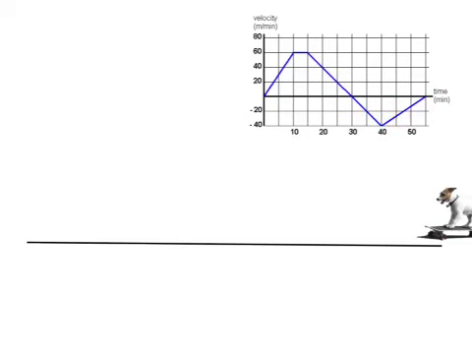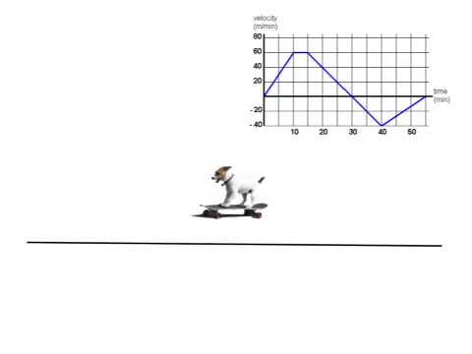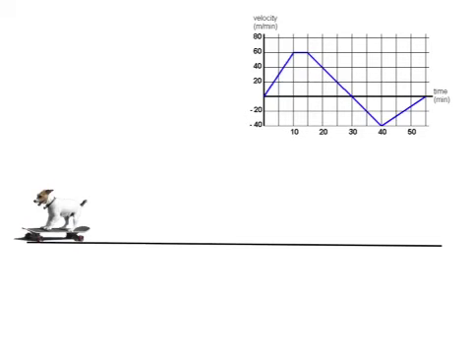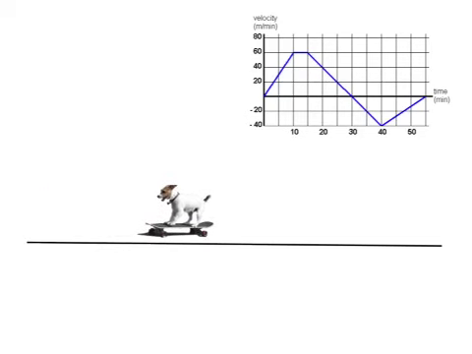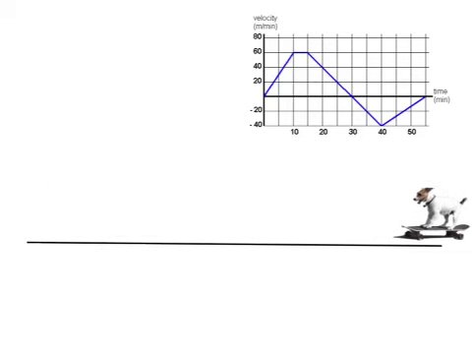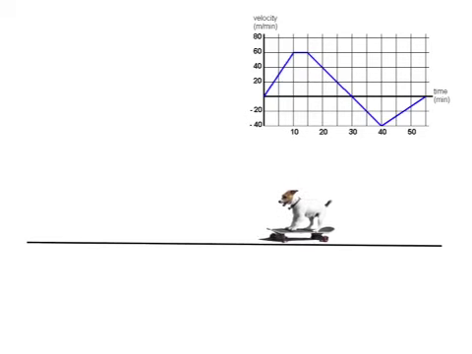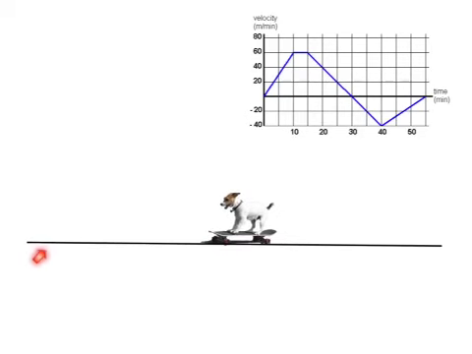the negative direction. Now, if you look at the areas of this, clearly this area here is going to be greater than this area here. So our dog doesn't go back to the origin, doesn't go back to where he started. He moves, speeds up, goes at a constant velocity, slows down, changes direction, speeds up, and then slows down to a stop, and never gets back to where he began.